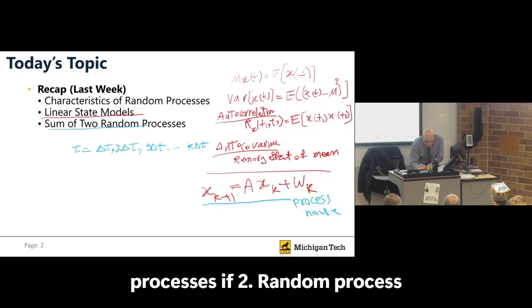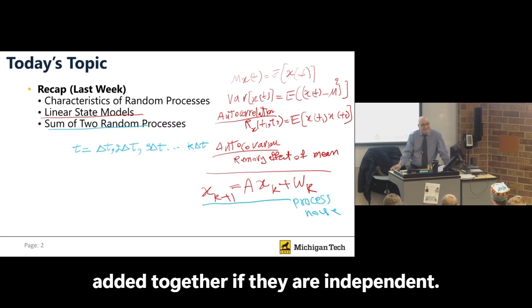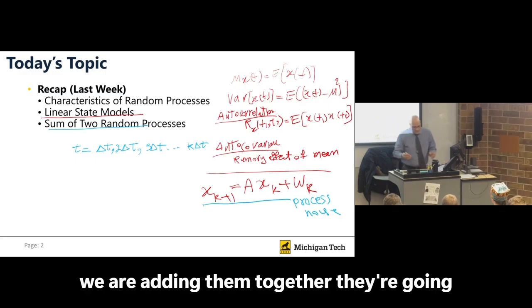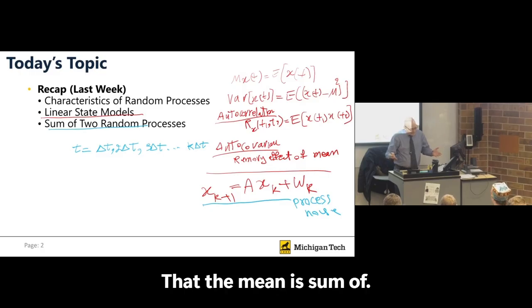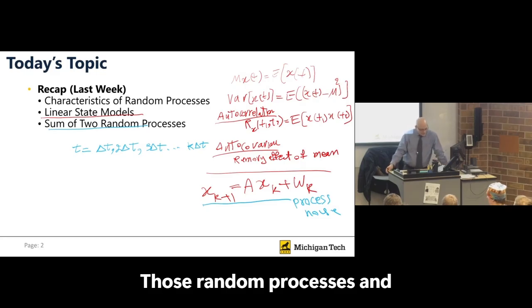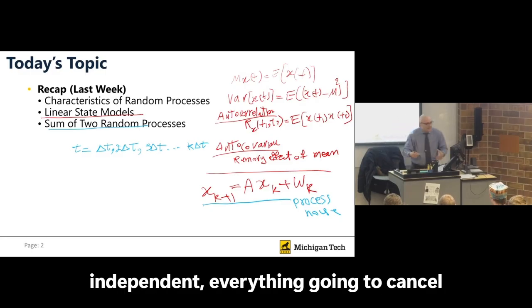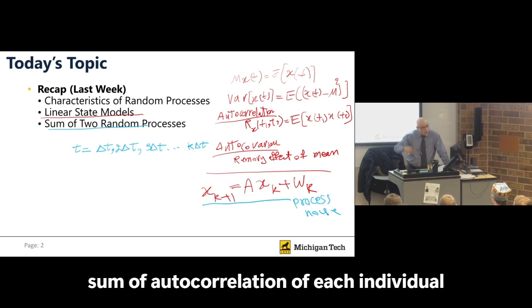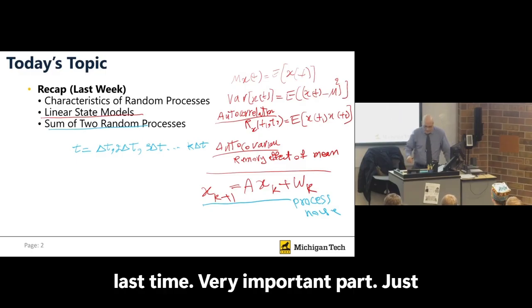If two random processes add together, the expected value also adds together. If those two are independent, when we add them together they create a new random process whose mean is the sum of those random processes, and the autocorrelation is also the sum of the autocorrelations of each individual process, because they are independent and everything cancels out. So we learned this last time, a very important part.